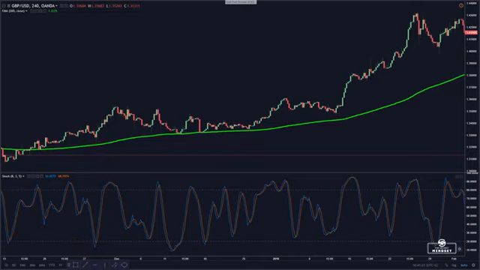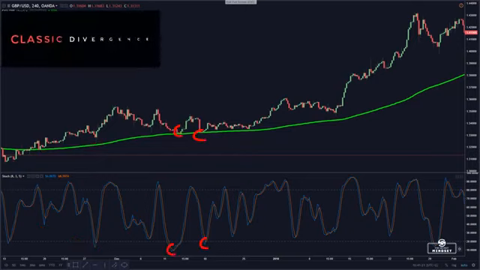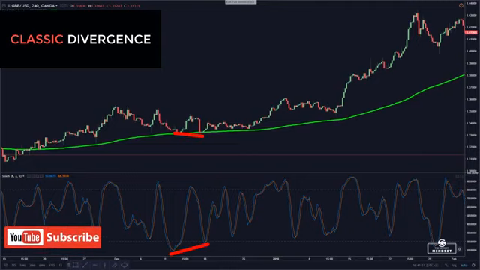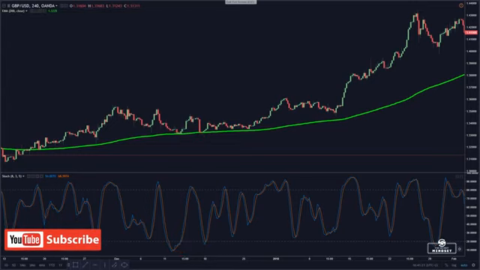The second signal was a buy entry after a classic divergence, also around the 200 EMA. See how the price is making lower lows, but the indicator makes higher lows.